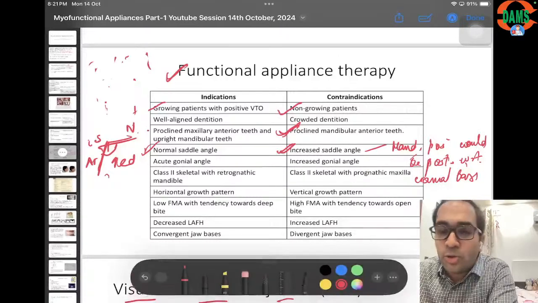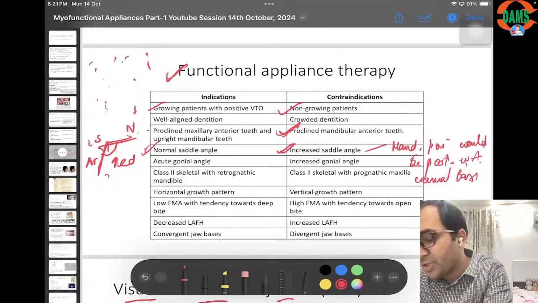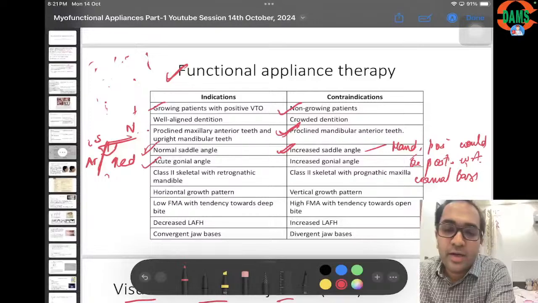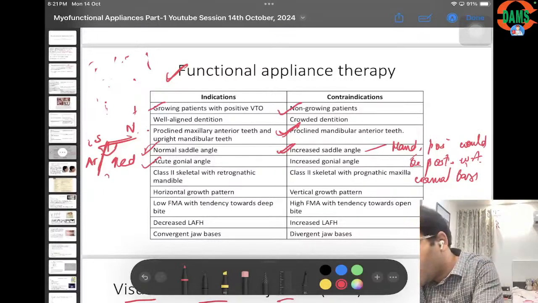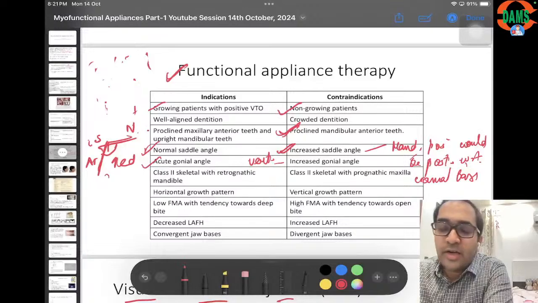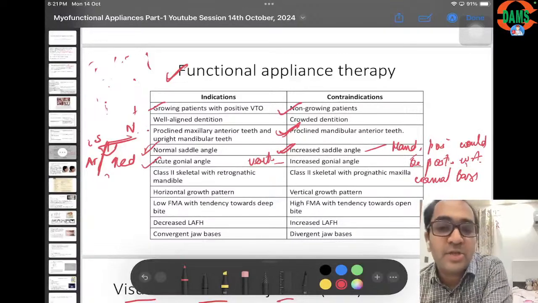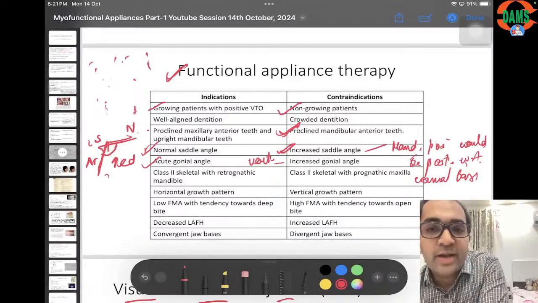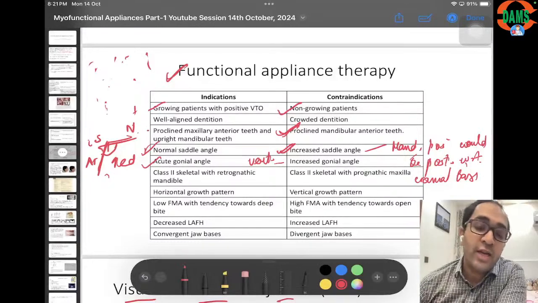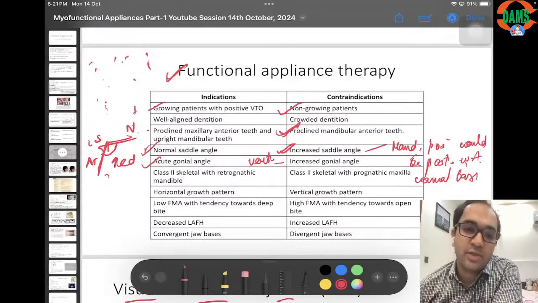Next, an acute gonial angle is an indication. Horizontal growth pattern. Increased gonial angle means a vertically directed or vertical growth pattern of the patient. अगर vertical growth pattern है patient का, तो प्रोफाइल एडवांसमेंट पे फर्दर वर्सन हो जाएगी.